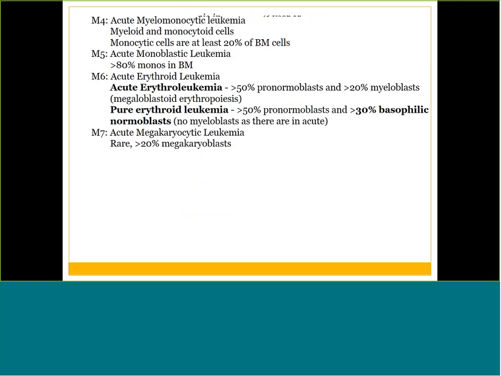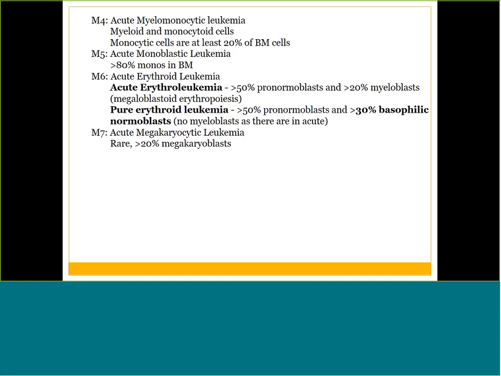M4 is acute myelomonocytic leukemia, so we're now seeing both representations, both the myeloid or myeloblasts and now monoblasts also being seen. So an increase in the monocytic cells that are present. Non-specific and specific esterases would work really well. M5 is acute monoblastic, greater than 80% monocytic smear, and so non-specific esterases are positive here.